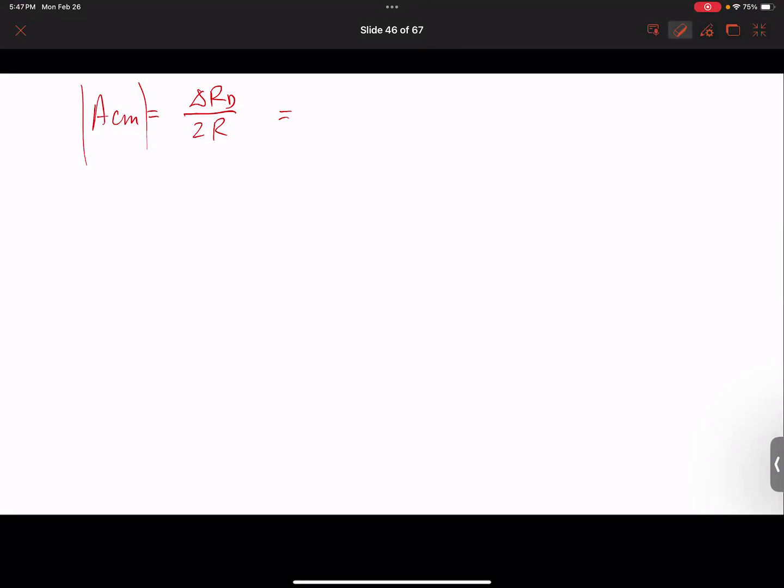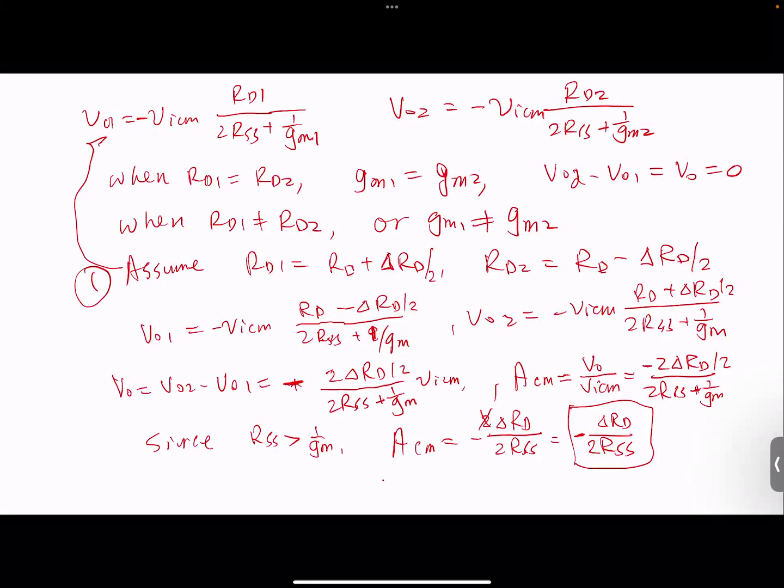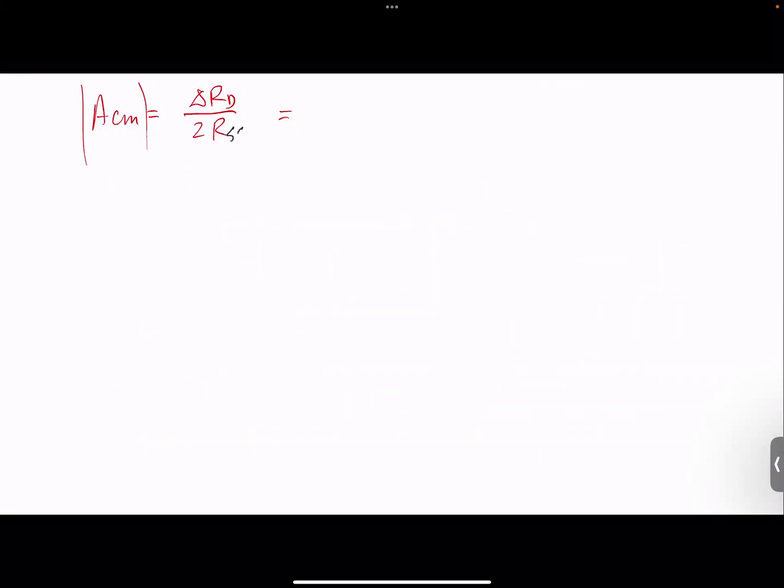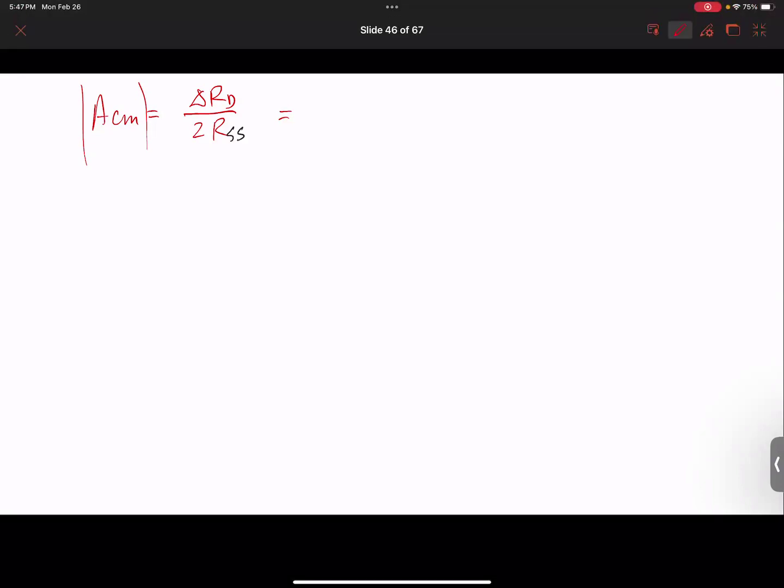Okay, let me see if I get it. Yeah, I got that right. So 2 times RSS, and then I can rewrite this into ΔRD over 2RSS times ΔRD over RD. I simply manipulate this by multiplying RD in the numerator and RD in the denominator. You might say, what are you doing here?